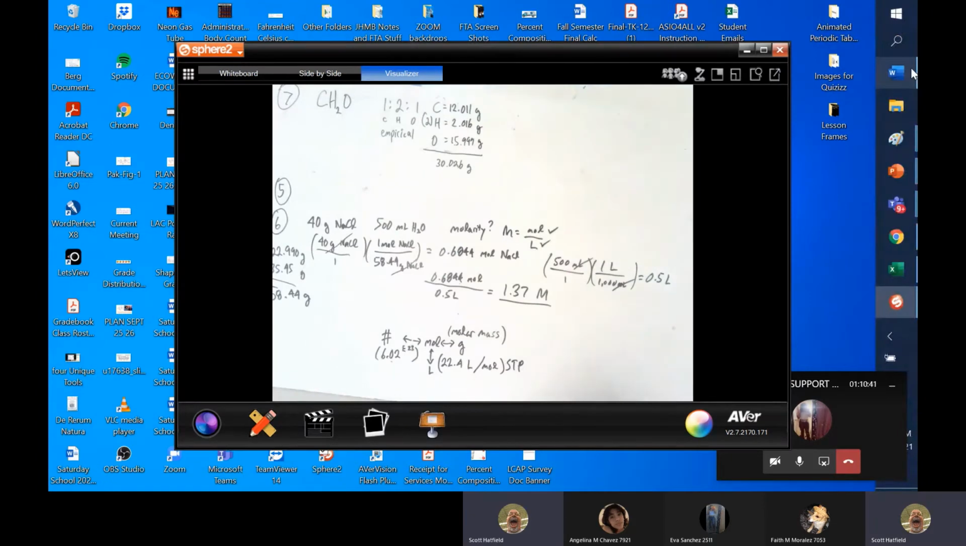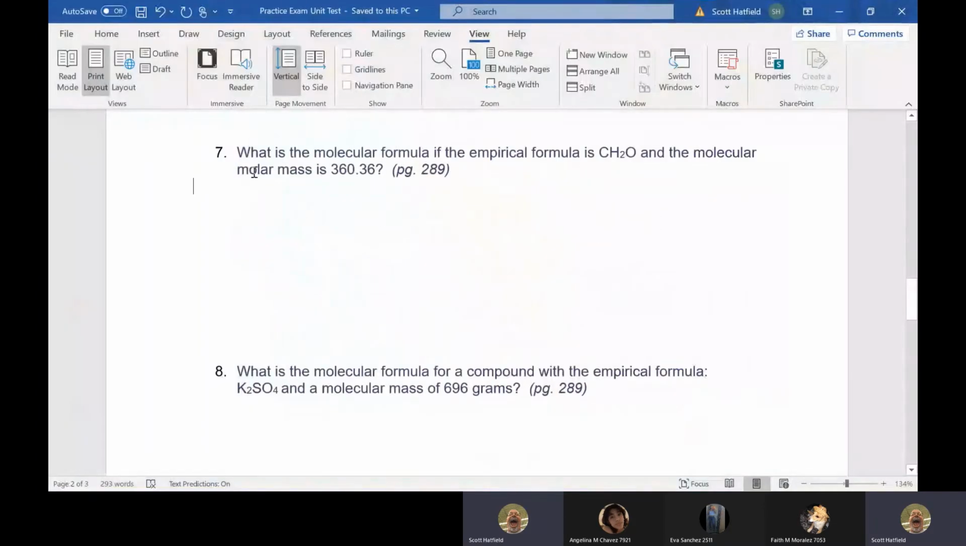The original problem says, what is the molecular formula? We're trying to find the molecular formula, the actual arrangement of the atoms. If the empirical formula is CH2O and the molecular molar mass is 360.36, okay? So we do have a mass in grams for this substance. We've determined its molar mass, and we see that the carbons, hydrogens, and oxygens exist in a 1 to 2 to 1 ratio, but we don't actually know what the formula is.